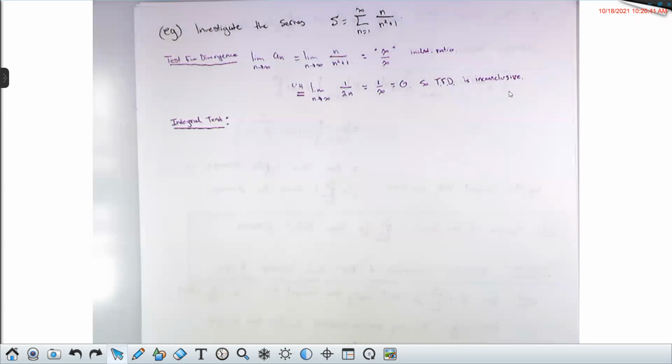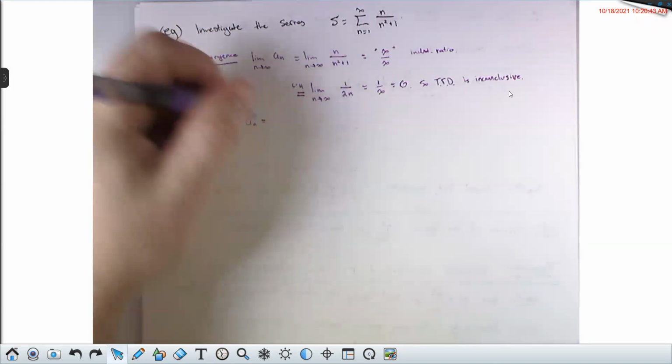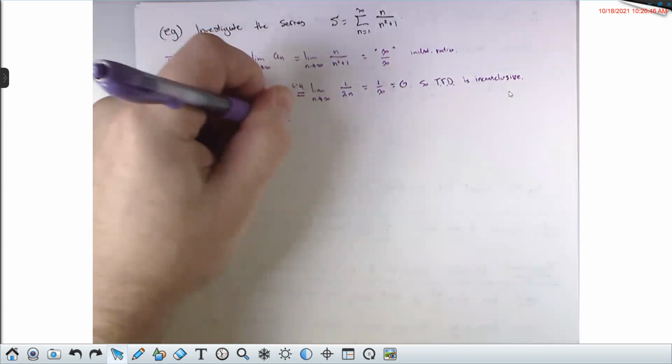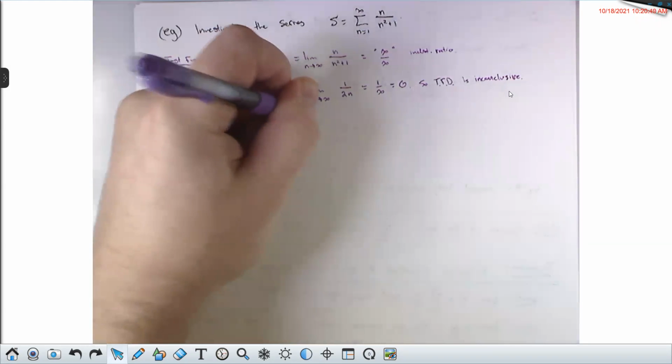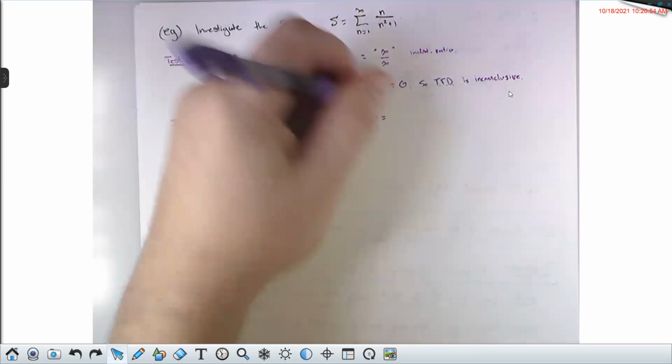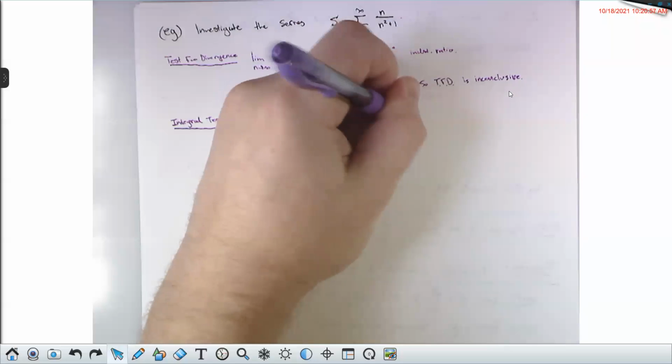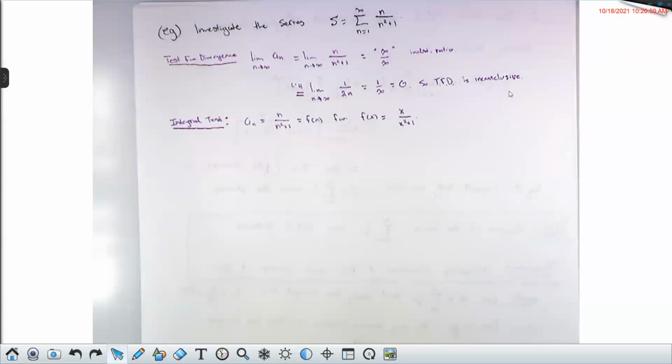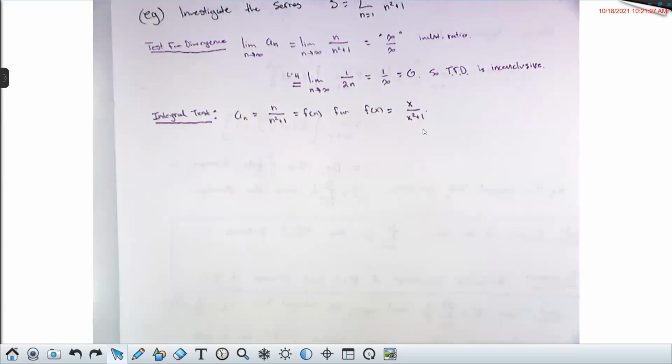Now, my related function here: a_n is n over n squared plus 1, which is equal to f of n for f of x equals x over x squared plus 1. Here, we're actually going to have to do some work to show the continuity, positivity, and decreasing. It's not immediate. Maybe you know what this graph looks like, but probably don't remember it, and that's okay. So I'm doing this example to show you how to actually go through those things.